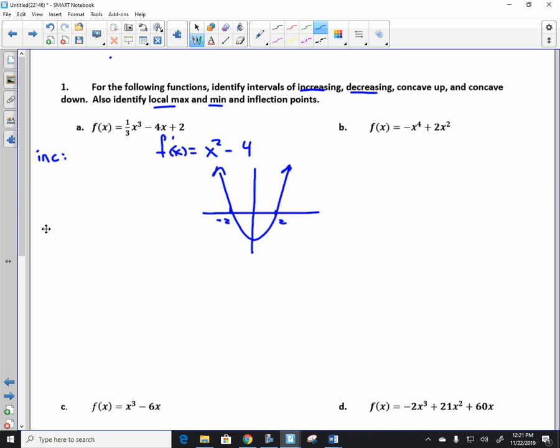So I'm wondering, where is this function increasing? This function is increasing whenever the derivative is greater than 0, wherever the derivative is positive. Where is this graph positive? Good. Negative infinity to -2, union 2 to infinity. When is it decreasing? From -2 to 2.